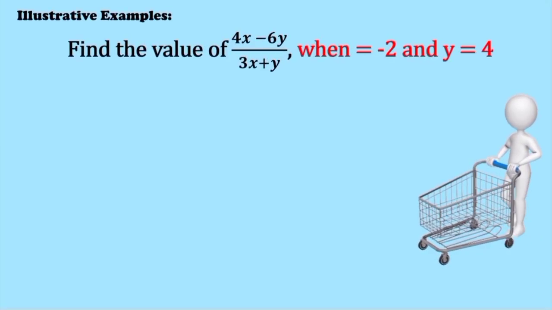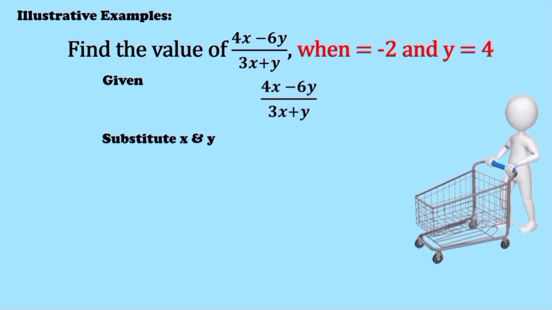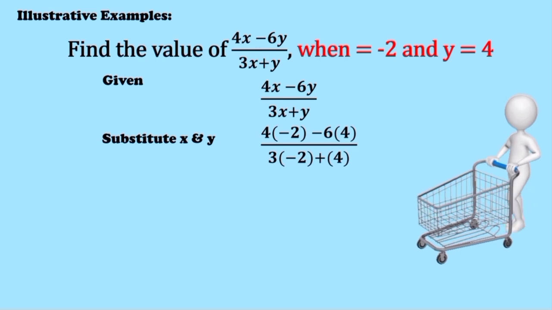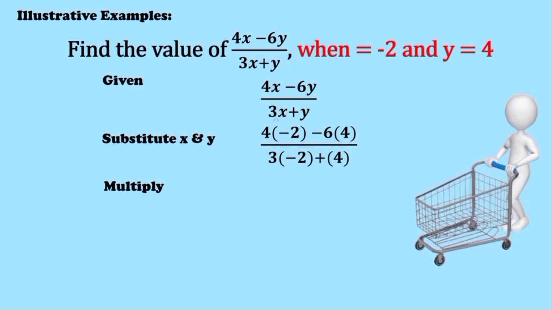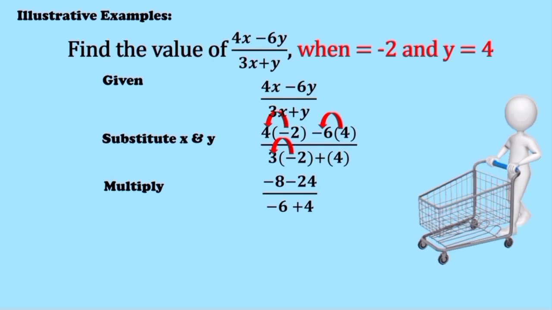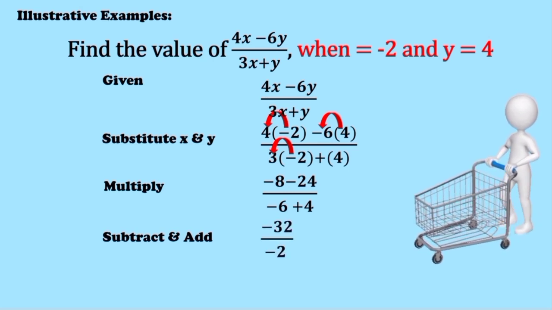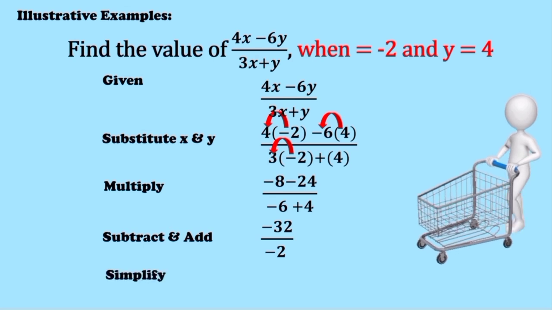Again, using the same given, but different values for x and y. First, let's write the given. Then, let's substitute the value of x and y. We have x negative 2 and y 4. Now, let's multiply. 4 times negative 2, negative 6 times 4, 3 times negative 2, giving us the product of negative 8 minus 24 over negative 6 plus 4. Now, let's subtract and add. We have negative 32 over negative 2. Let's simplify our answer. We have positive 16.